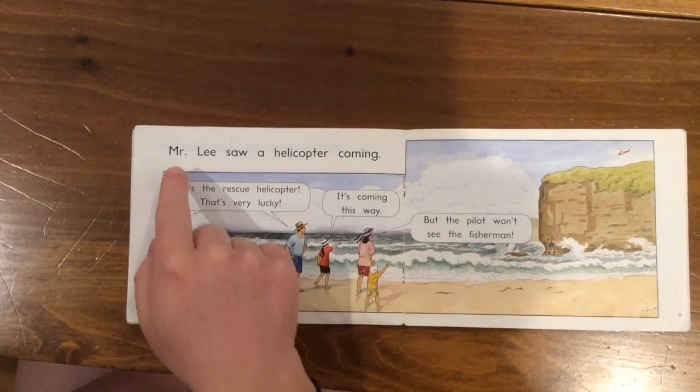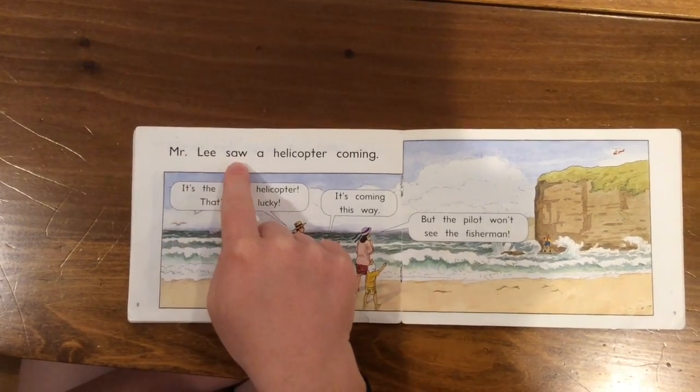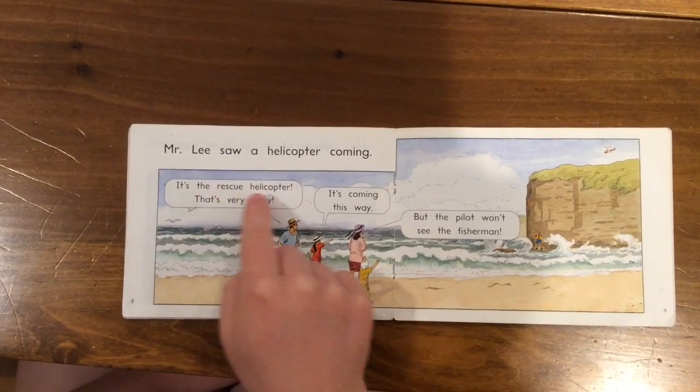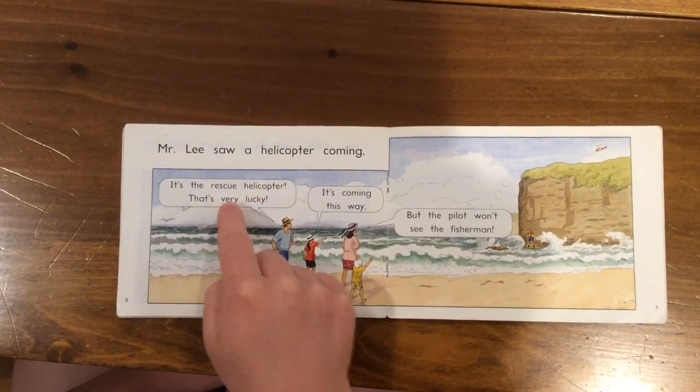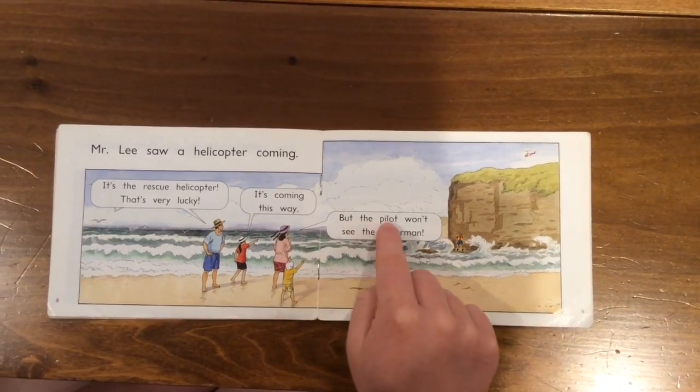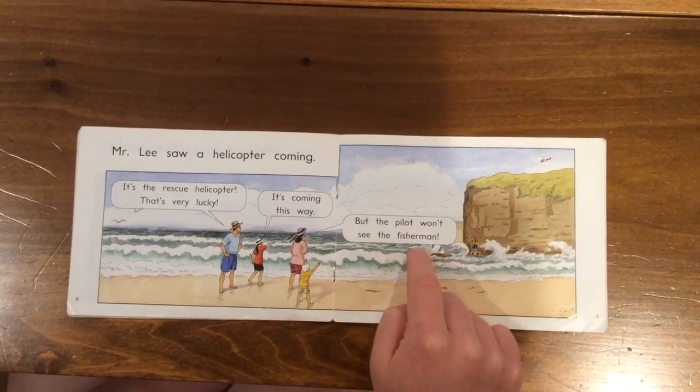Mr. Lee saw a helicopter coming. It's the rescue helicopter. That's very lucky. It's coming this way. But the pilot won't see the fisherman.